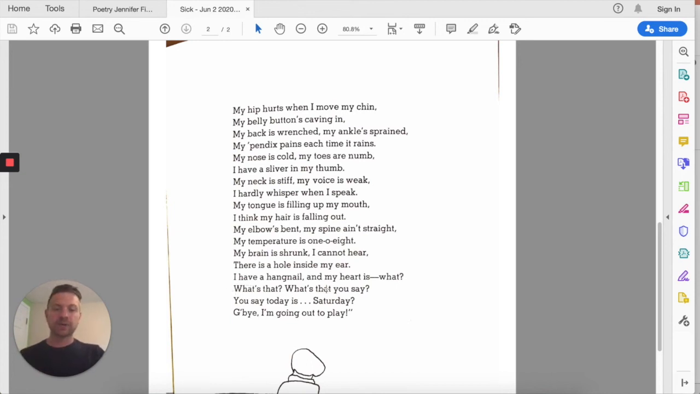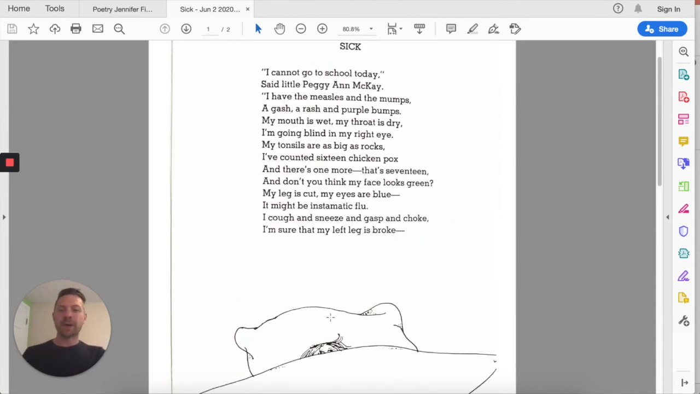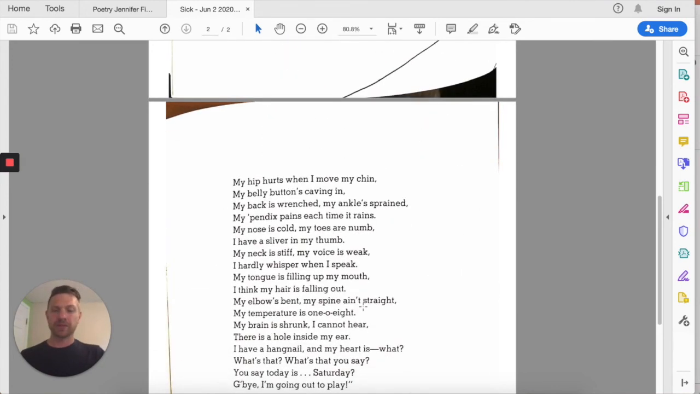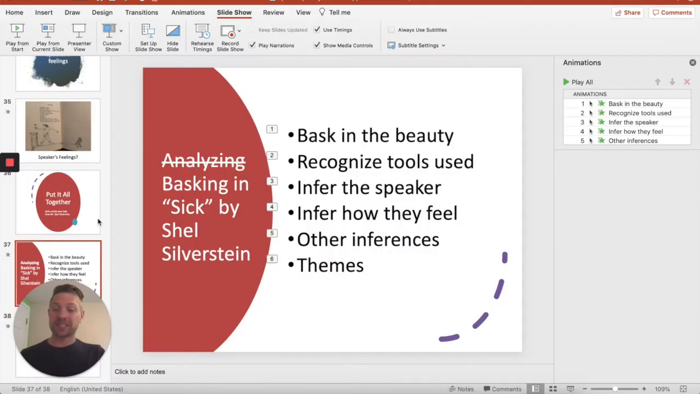What's that? What's that you say? You say today is Saturday. Goodbye, I'm going out to play. Well, that's rhyme, right? And there's definitely a ba-ba-ba-ba-ba-ba-ba kind of rhythm to this. Blew and flew, choke and broke, all sorts of rhyme, rhythm, repetition, surprise ending. This poet used a lot of the tricks, so we can appreciate those things now that we understand them better.